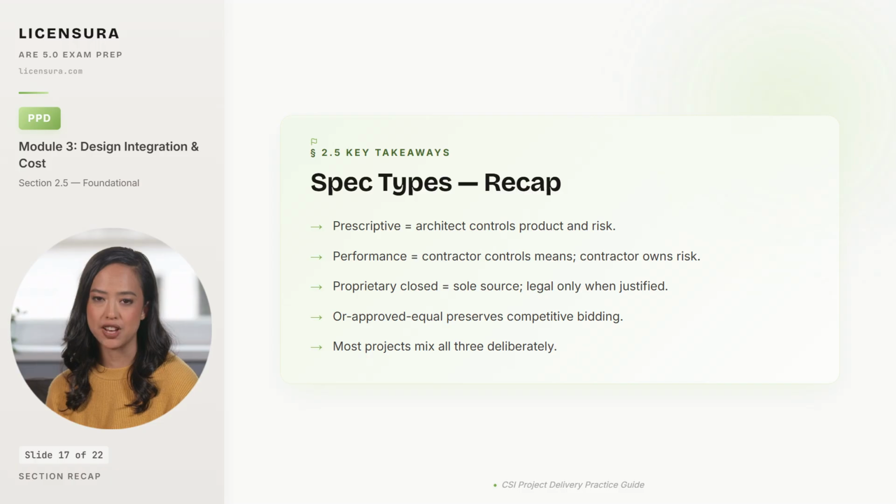And most real projects mix all 3 spec types deliberately. Proprietary, where exact products matter, prescriptive for commodities, performance for engineered systems, because no single type fits every section.